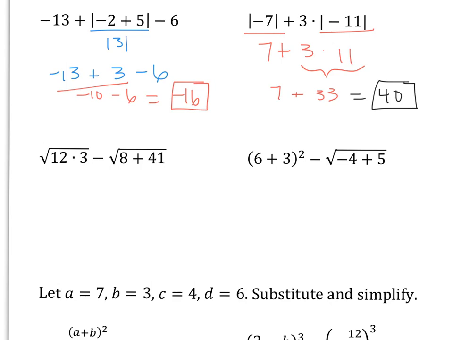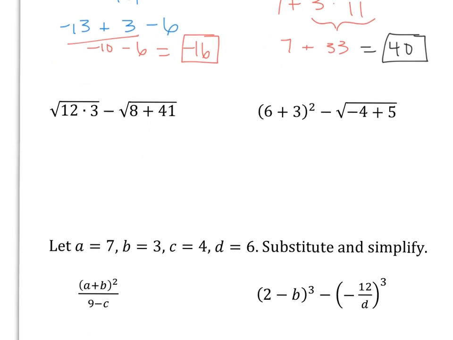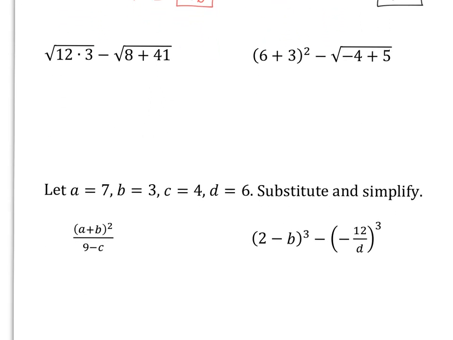Okay, let's continue on, and again, remembering PEMDAS for our order of operations. The square root of 12 times 3 minus the square root of 8 plus 41. So underneath the square root here, I have 12 times 3, and that's 36. So this turns into the square root of 36, which is 6.